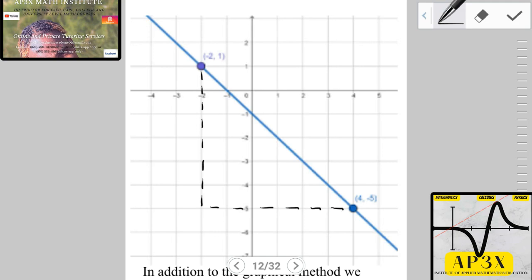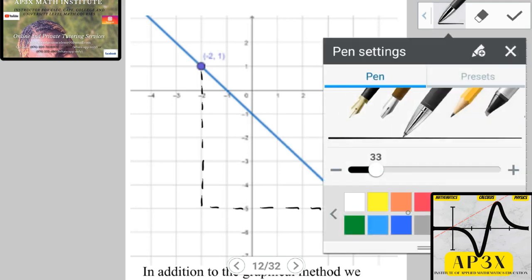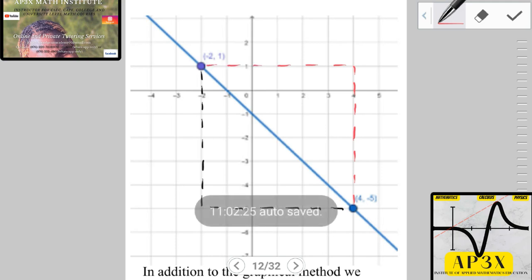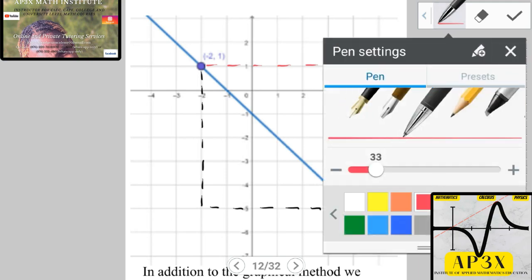And there's my right triangle. Now I have a choice to do it on the bottom half, or I could do it on the top half. So here I'm going to change my ink, and I'm going to just do it on the top half here. Here's my rise. I'm going to rise from this direction, and I'm going to run in this direction. You're going to see that no matter which direction you take it from, you're always going to get the same answer. So let's have a look at the formula here.